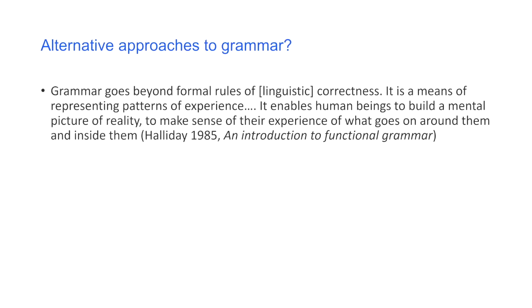Here's Michael Halliday in 1985, so not very recently, a long time ago. Michael Halliday was a linguist, very well-known UK-Australian linguist. He talks about grammar going beyond the formal rules of linguistic correctness. It's a means of representing patterns of experience. That's a very interesting phrase if we're thinking about conventions. It's a means of representing patterns of experience. It enables human beings to build a mental picture of reality, to make sense of their experience of what goes around them and inside them.